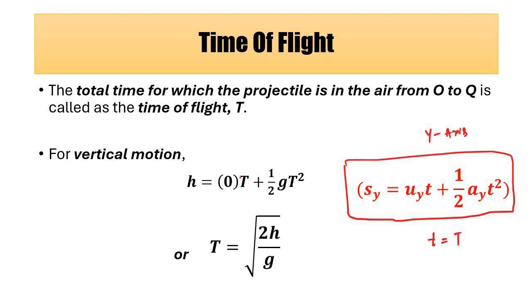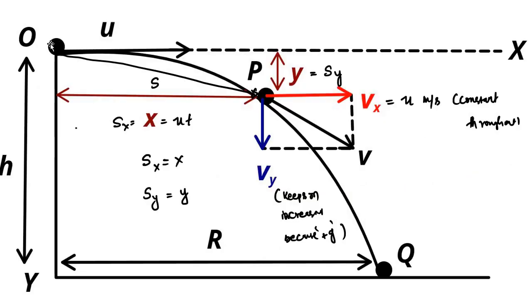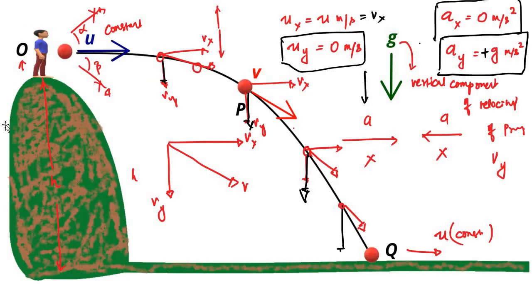Ay is equal to plus g, we have substituted it here. So during the entire time of flight, from the moment it is projected until the moment it hits the ground, it has covered a net vertical distance of small h, from the top of the cliff to the ground, h.